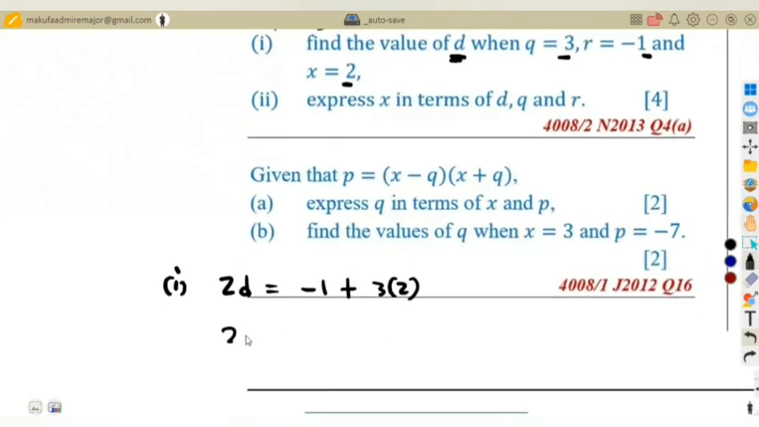QX, all right? So 2D is equal to -1. This one is going to give us a 6. So we're going to be left with 2D equal to 5.